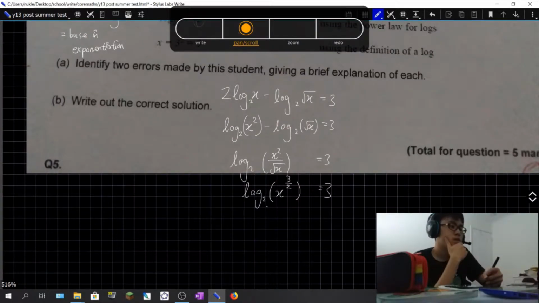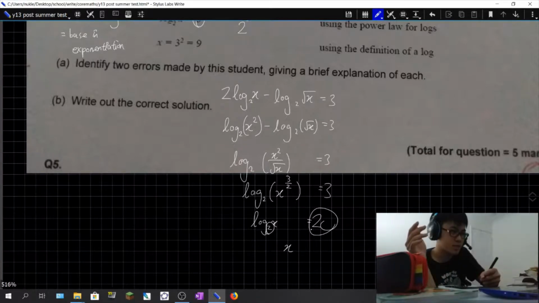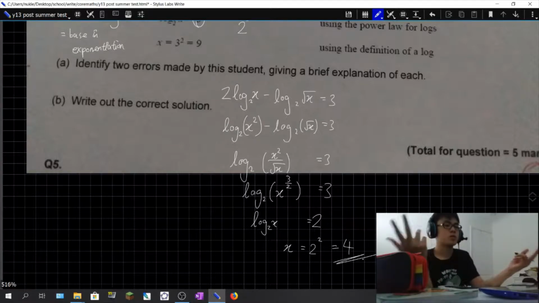Right, so we can take that out back here again. So you're going to have 3 over 2 log x base 2 is equal to 3. And you can put this in over there. So the 3 is going to cancel out, that's going to be 2. And then x is going to be, okay, this is the base, this is the exponent. They just happen to be the same, so it's convenient. 2 to the second power, which is 4. Done.